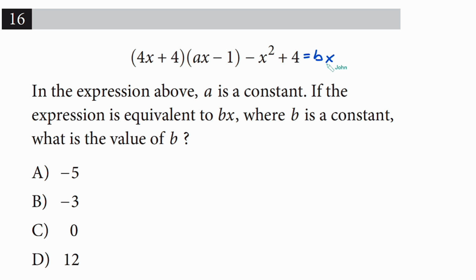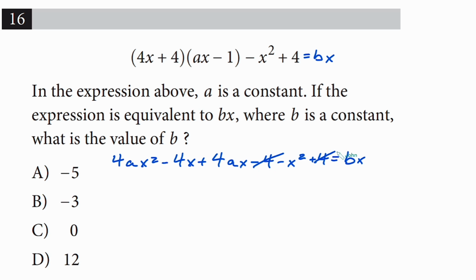But the polynomial on the left isn't in standard form, so it isn't obvious what the coefficients in front of the x terms are. Let's fix that. Multiplying out the left side, we get 4ax squared minus 4x plus 4ax minus 4 minus x squared plus 4. And now here's the key step.